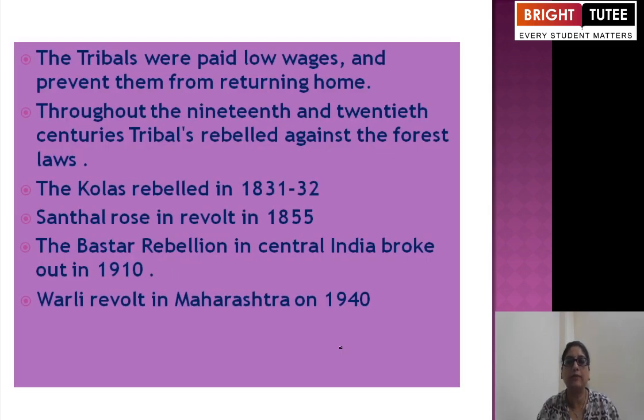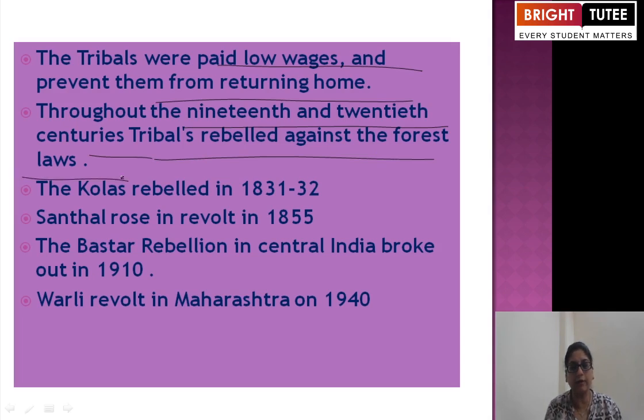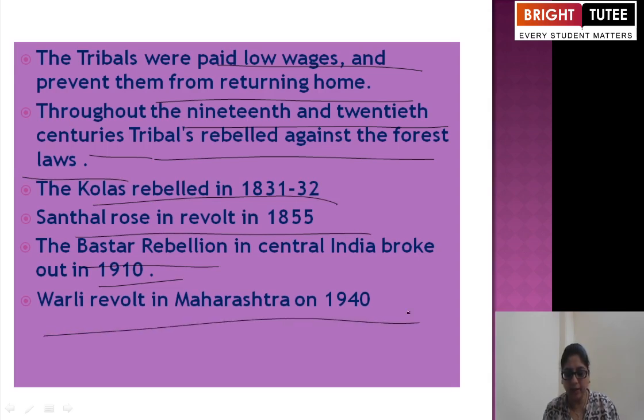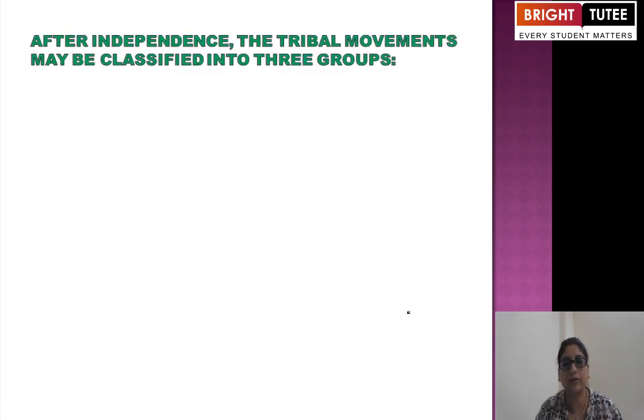Now the tribals were paid low wages and prevented from returning home. Throughout the 19th and 20th century, tribals rebelled against the forest law. That means they were revolting. The Kols rebelled in 1831-32, the Santal revolt in 1855, the Bastar rebellion in 1910, and the Warli revolt in 1940 in Maharashtra.